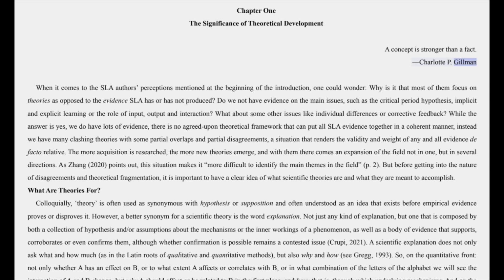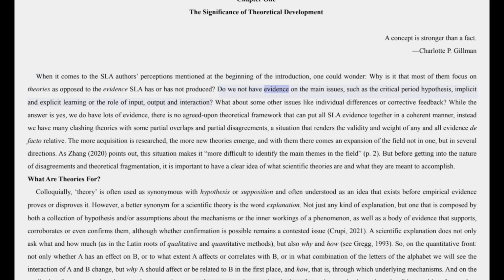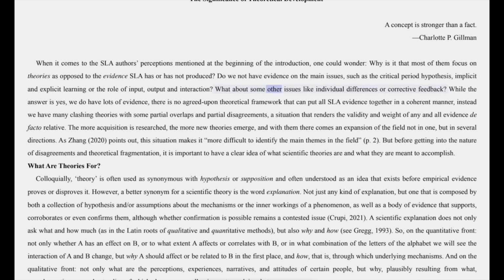Charlotte P. Gilman. When it comes to the SLA author's perceptions mentioned at the beginning of the introduction, one could wonder, why is it that most of them focus on theories as opposed to the evidence SLA has or has not produced? Do we not have evidence on the main issues, such as the critical period hypothesis, implicit and explicit learning, or the role of input, output and interaction? What about some other issues like individual differences or corrective feedback?